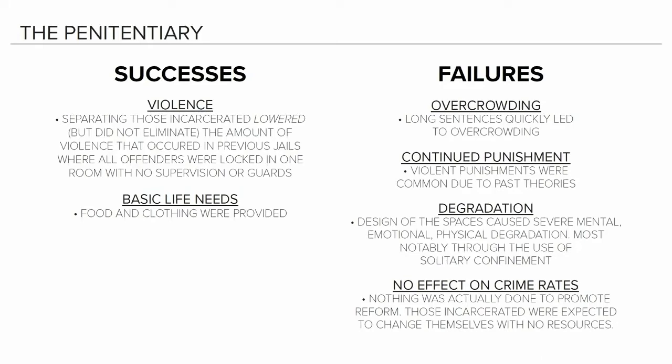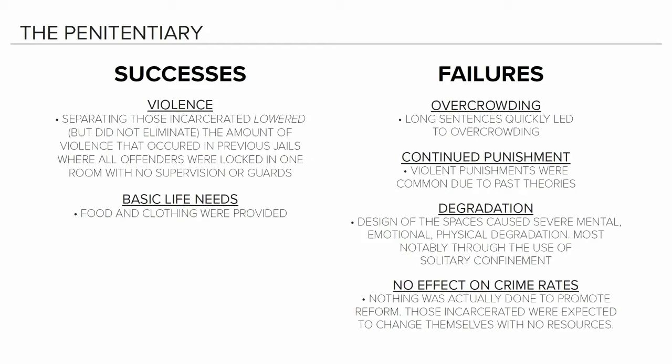The successes of the penitentiary are few. Violence is minimized by separating individuals into their own cells, but it was not eliminated. Violence occurred when the rule of silence was broken and physical punishments happened. Although basic life needs were met at the penitentiary, food and clothing were provided, and heating and plumbing was provided at the Eastern State Penitentiary.